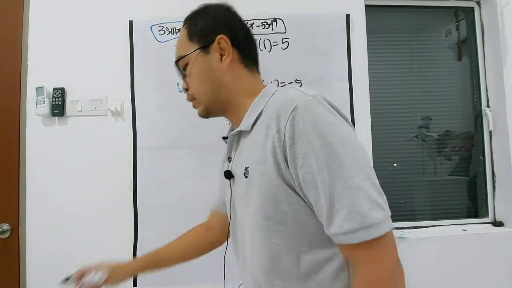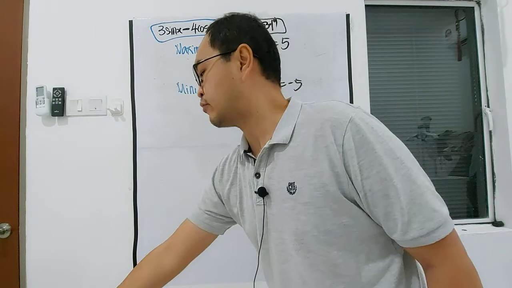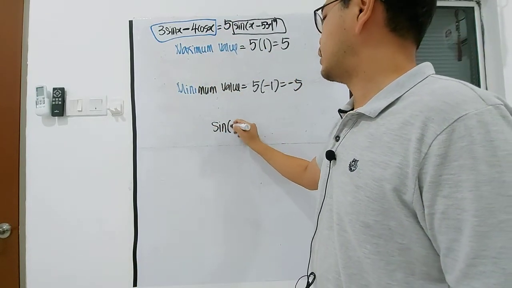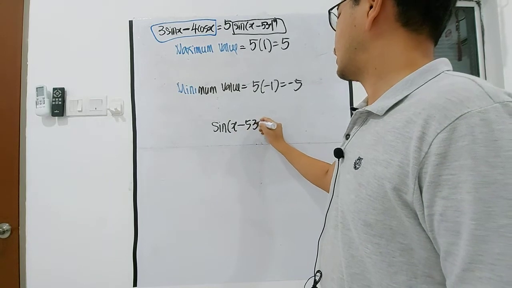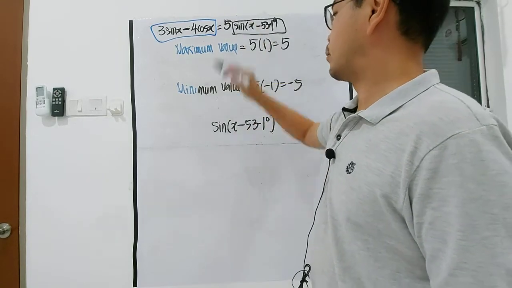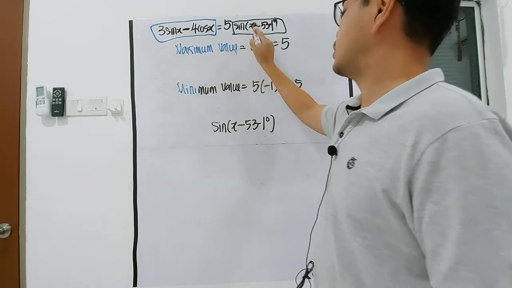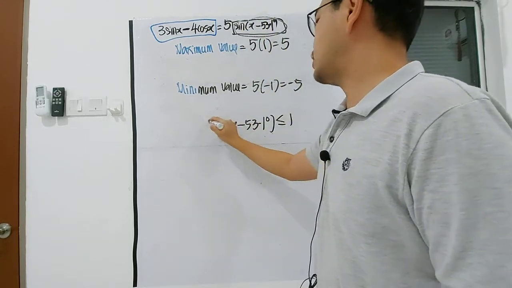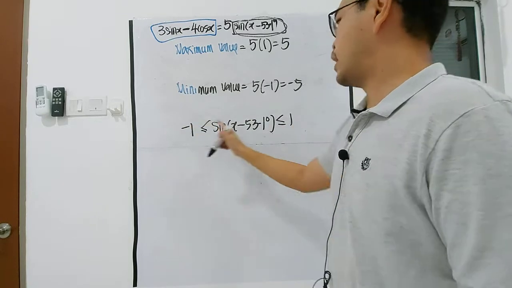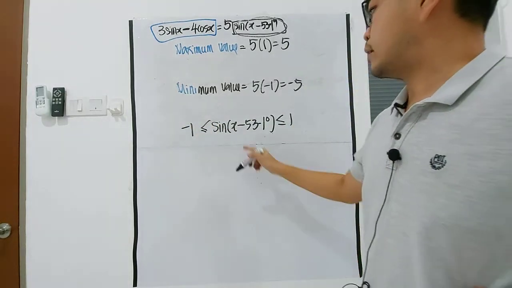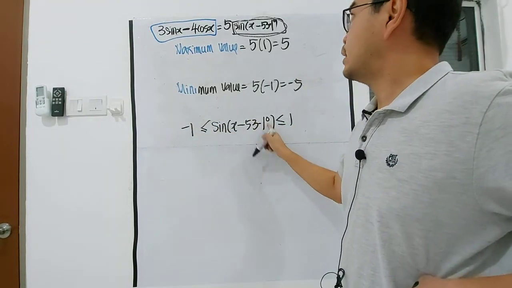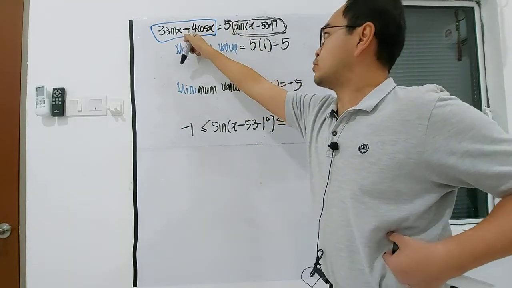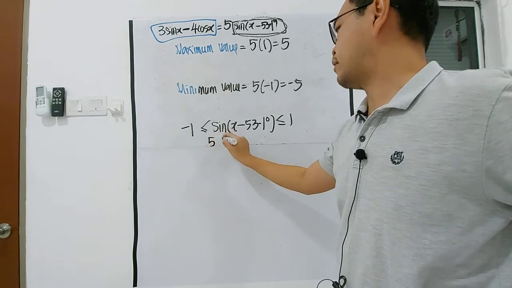This is the first alternative, alternative number 1. Some students prefer inequality. They deduce that this 53.1 degrees from here is equal to this, but for this, it's between negative 1 and 1. And sine x minus 53.1 is actually this one. Then they multiply by 5.